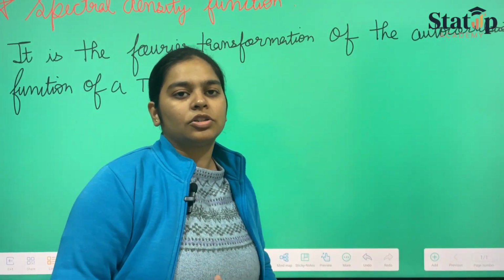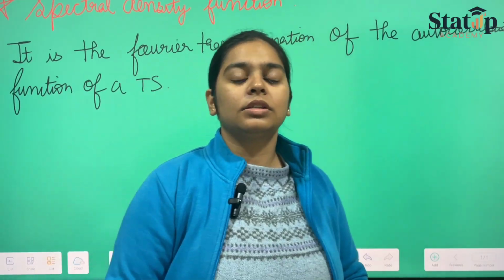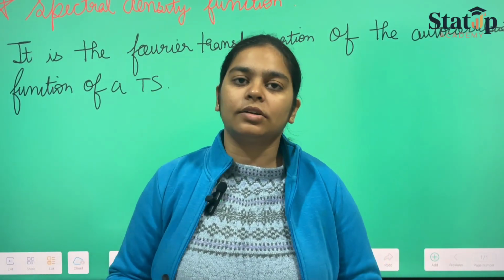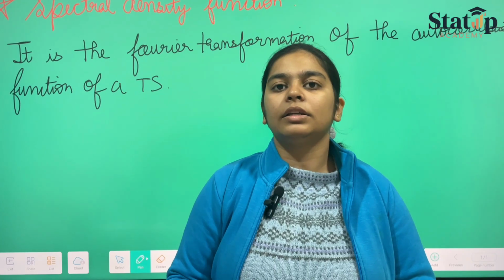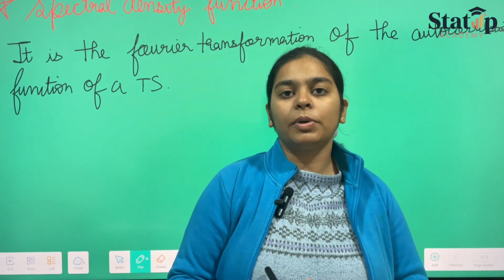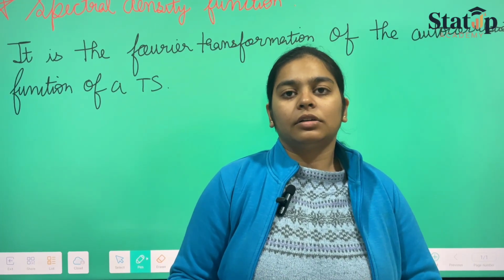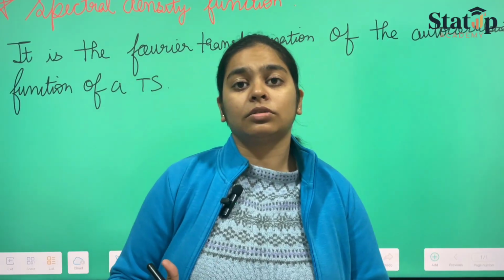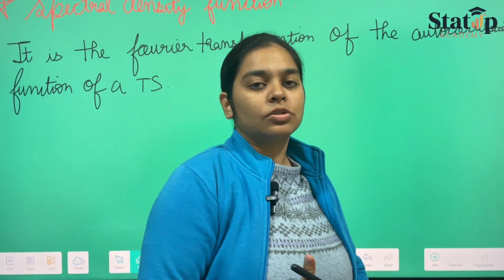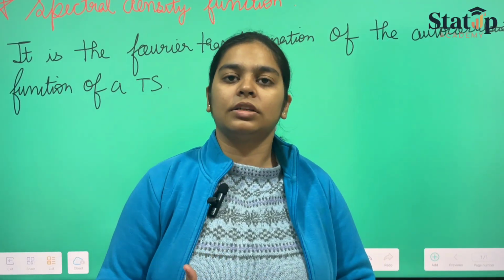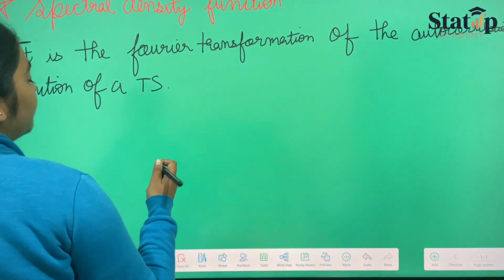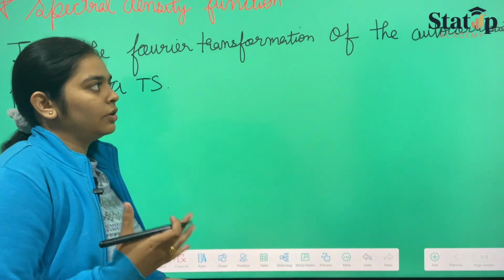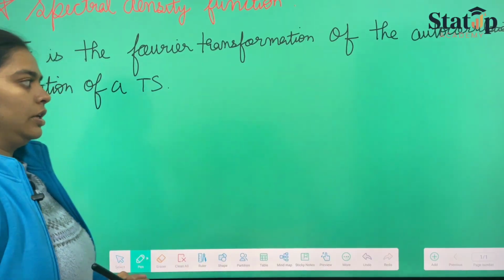Now I have told you what is a Fourier transformation. Fourier transformation means converting a time series into the sum of sines and cosines. This we have discussed in detail in the topic correlogram. If you haven't previously seen it, then you can go back to some previous lecture and see the correlogram one. And the spectral density function is the Fourier transformation of our autocorrelation function.